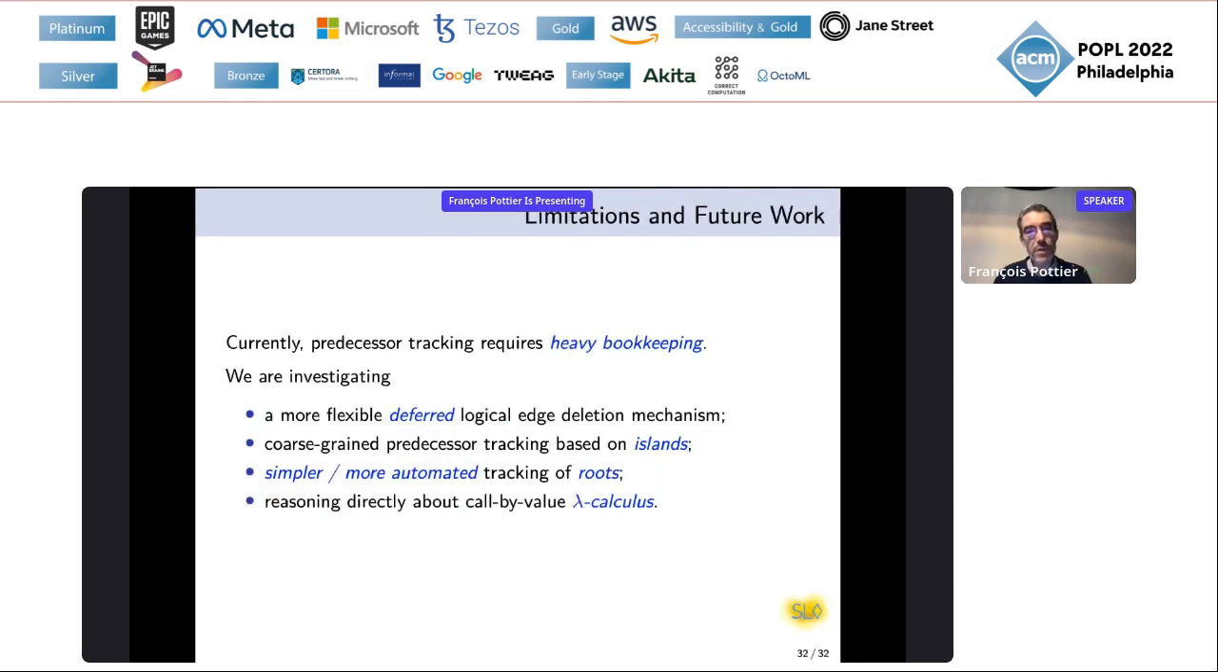Regarding limitations and future work, as I have mentioned already, keeping track of predecessors can be very heavy, and we are at a stage where we still don't know how to do this very well in practice. So we are investigating more flexible ways of keeping track of predecessors, also more abstract or coarse-grained ways of reasoning using regions or islands. And finally, we would like to get rid of this low-level calculus SpaceLang, and if possible, move to a more standard and higher-level lambda calculus. We believe that's possible, but we don't know exactly yet how to deal with the roots in that setting.